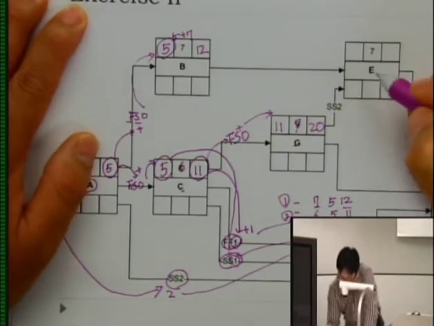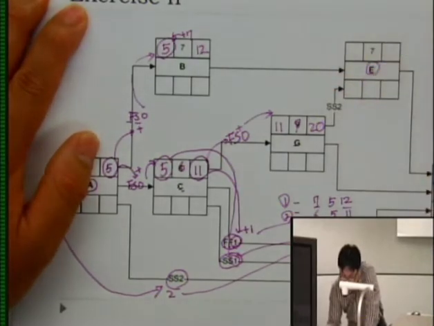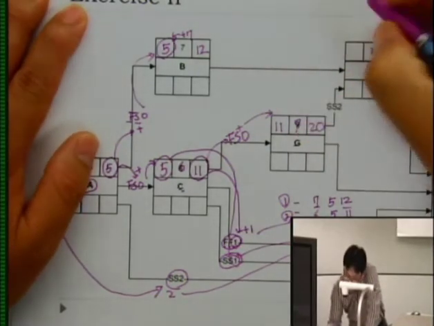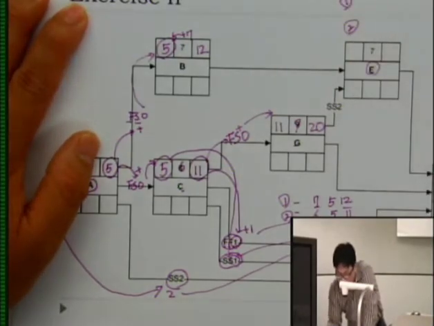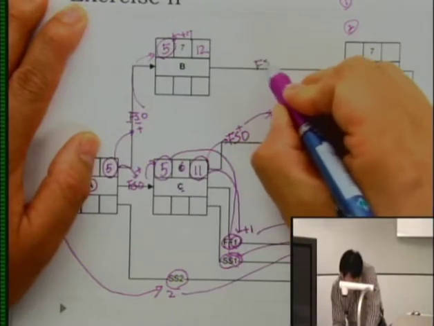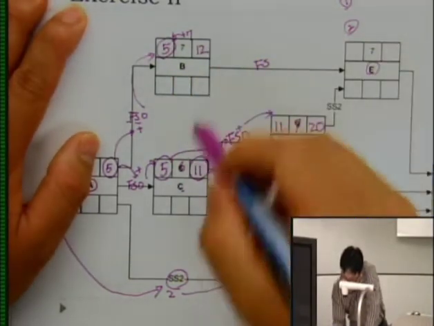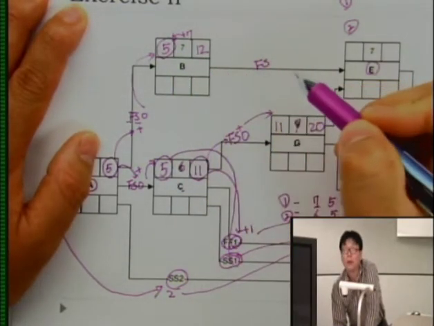Let's look at activity E. E has two relationships, with B and G. So there will be two options, option 1 and option 2. So how can you do that? This is the finish to start relationship with activity B. So you'll have finish.